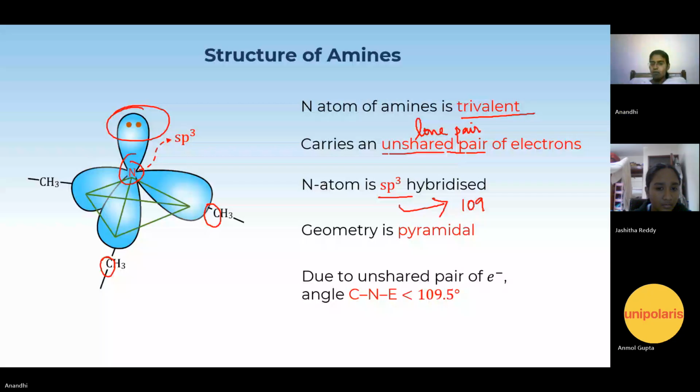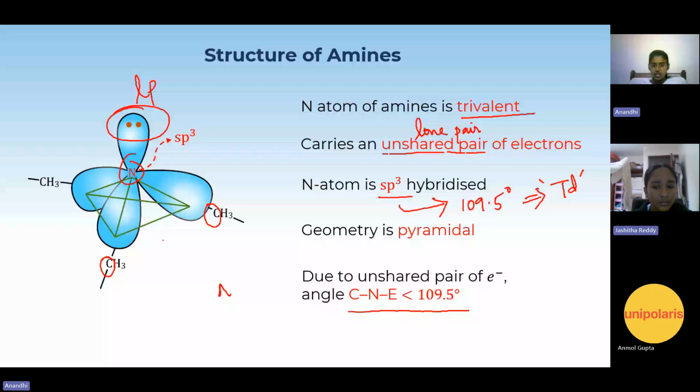Clear? But here it is less than 109.5 degree. Why is it less? Due to the repulsion between the lone pair of electrons and the bond pair of electrons. Let me draw this molecule again. I have a lone pair here, and CH3, CH3 and CH3. I have 3 bonds, and in each bond I have 2 electrons. So this is called the lone pair and this is called the bond pair.